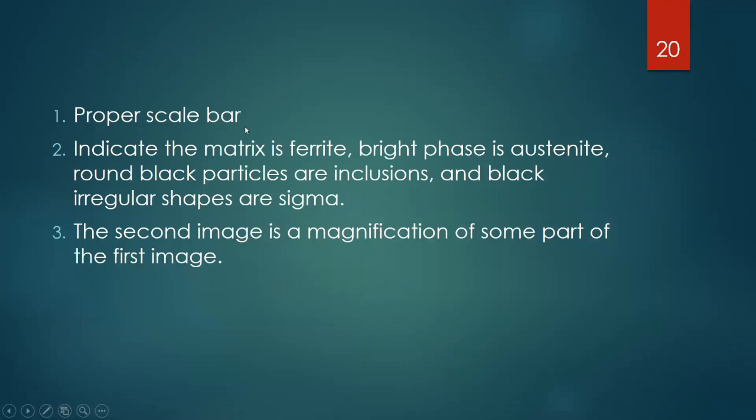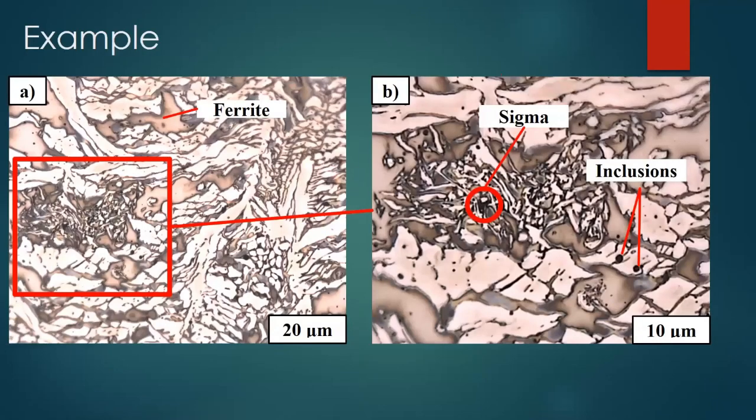We do a proper scale bar, and indicate the multi-phase bright phase in austenite. Round black particles are inclusions, and black irregular shapes are sulfides. So we will see that the second image is a magnification of some part of the first image. Let's go further for that. Now it's better. So we can see here that the figure on the right-hand side is a magnification of this part of this figure.